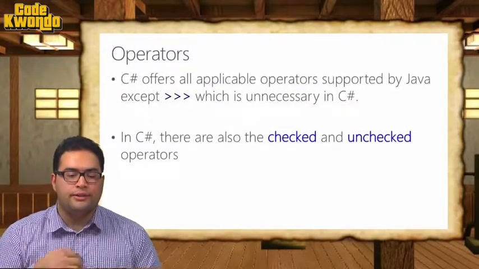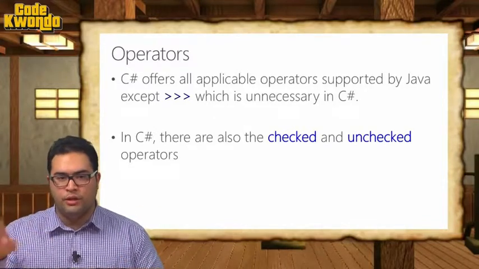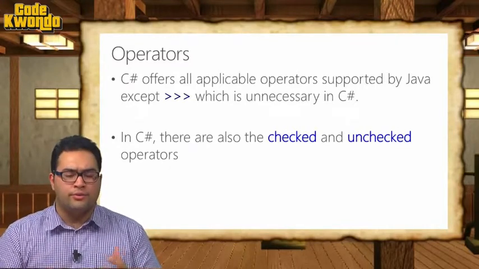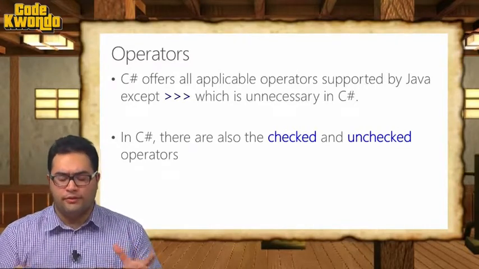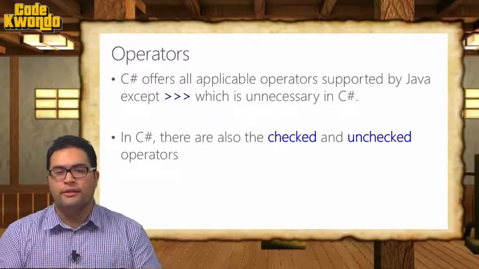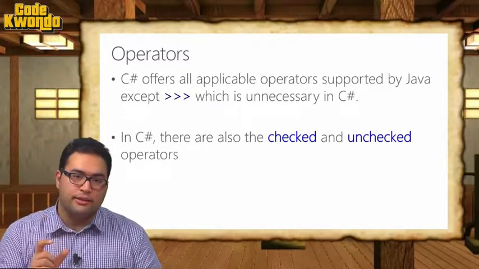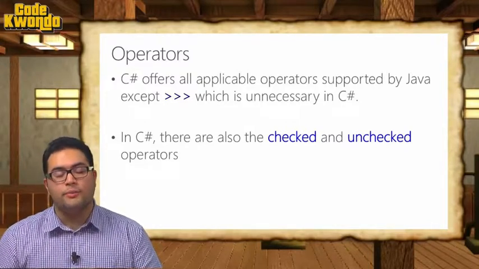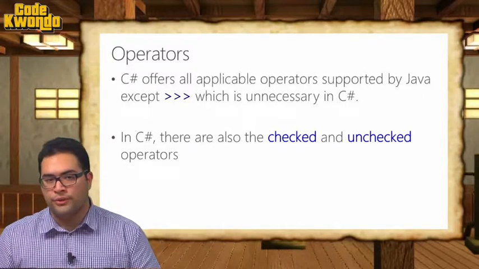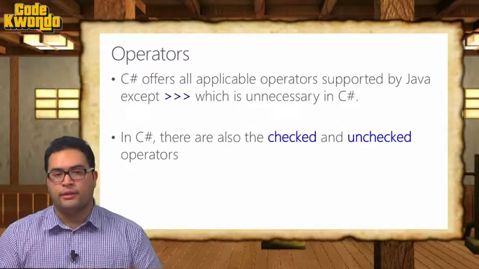Now, in terms of operators, C# offers all the applicable operators supported by Java, with the exception of the triple right shift, which is unnecessary in C#. This was used mostly in Java to add support for shifting unsigned numerals. Because we've got that native support in C#, you don't need that extra operator. The other thing that's really cool is that C# also has the keywords checked and unchecked. This helps when you care about buffer overflows, and it also helps reduce security risks in your code.